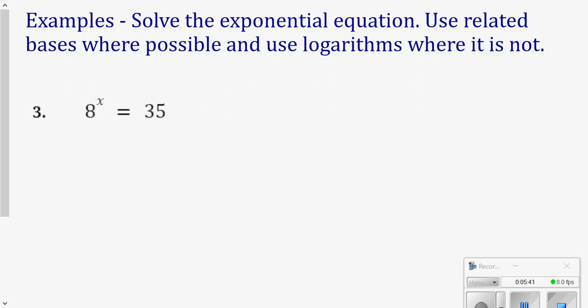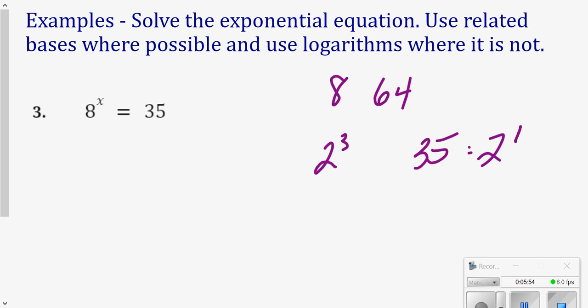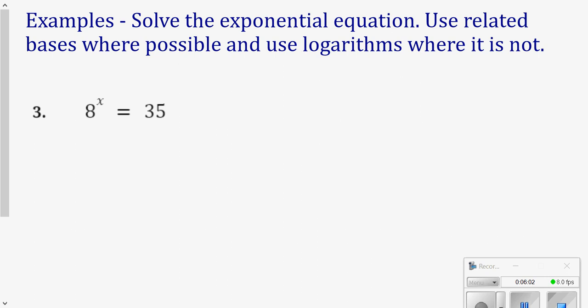So I would start by thinking about, okay, I could do 8. 8 times 8 is 64. I'm already past 35. 8 is also 2 to the 3rd. Can I write 35 as 2 to something? I don't think so. If I keep multiplying by 2, I'm going to get even numbers, and 35 is odd. So I don't think these are related bases.